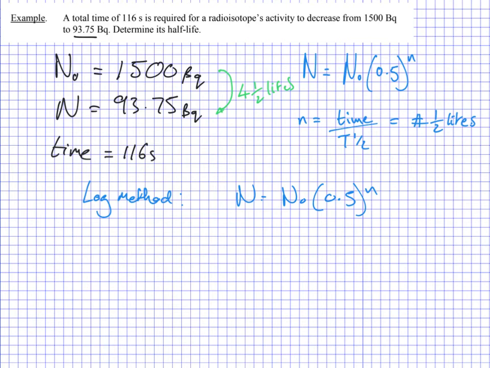So to do that, we're going to recognize that the n can be used in a logarithmic way, and so we're just going to bring the logarithm down. First of all, I'm going to just rearrange it to give me N over N0 is equal to 0.5 to the n, and that way I can bring this n exponent down nice and easily in front of my 0.5.